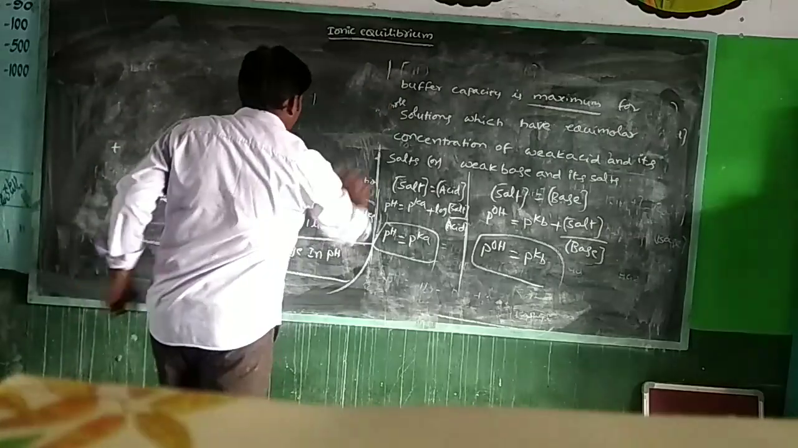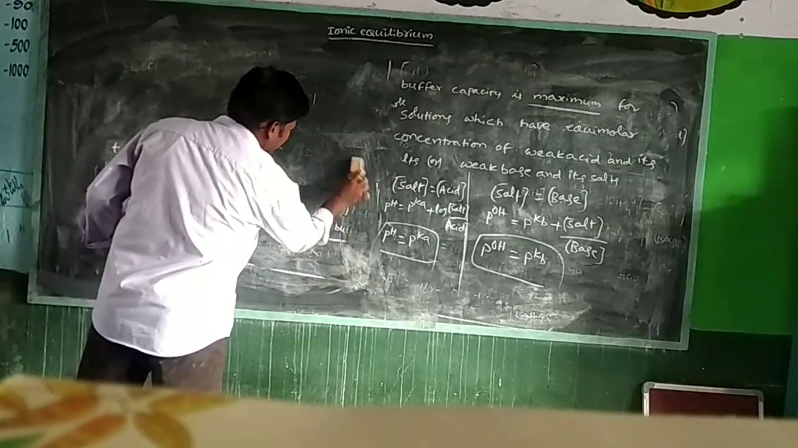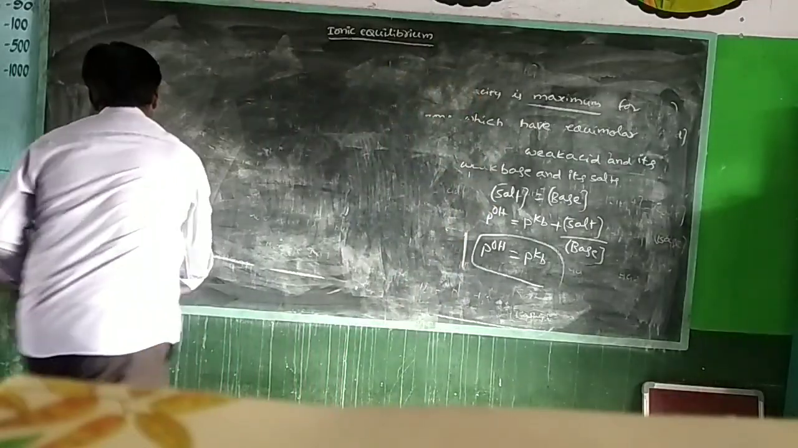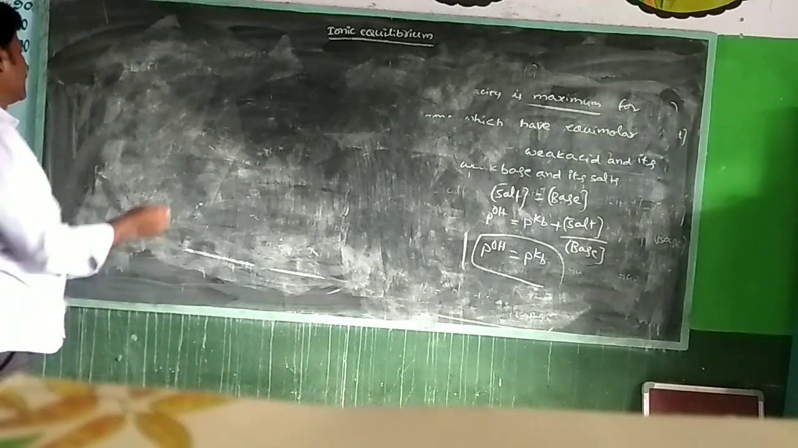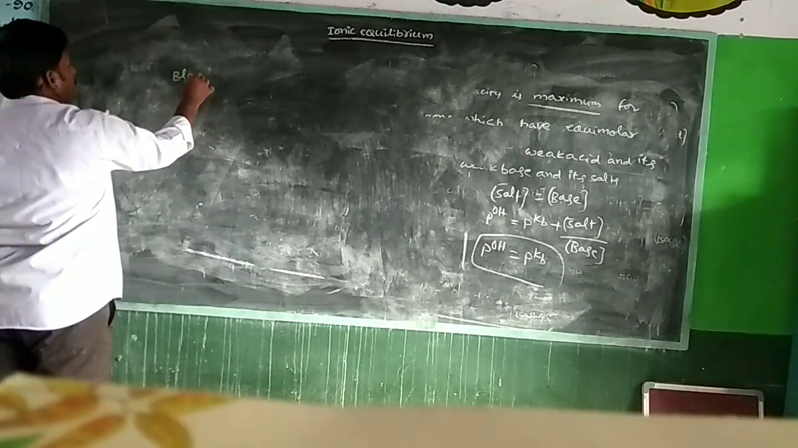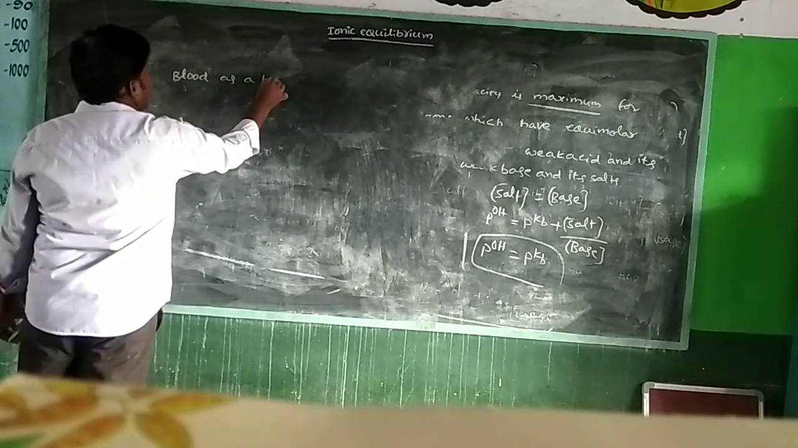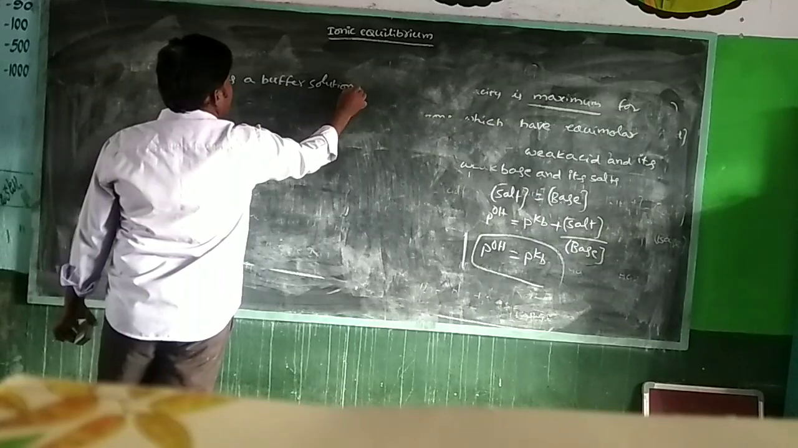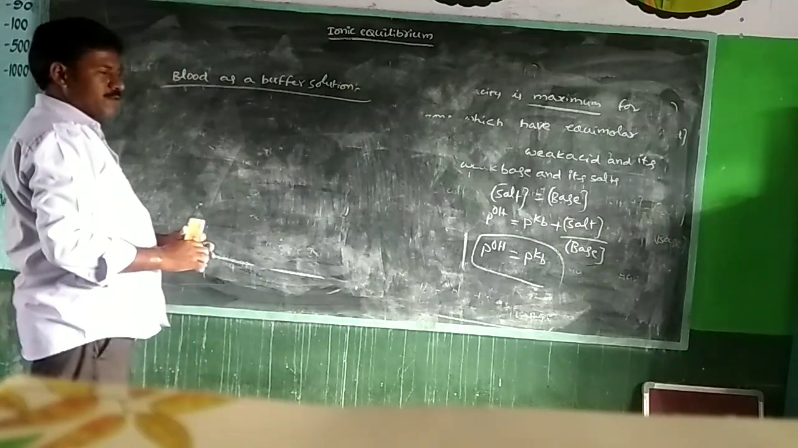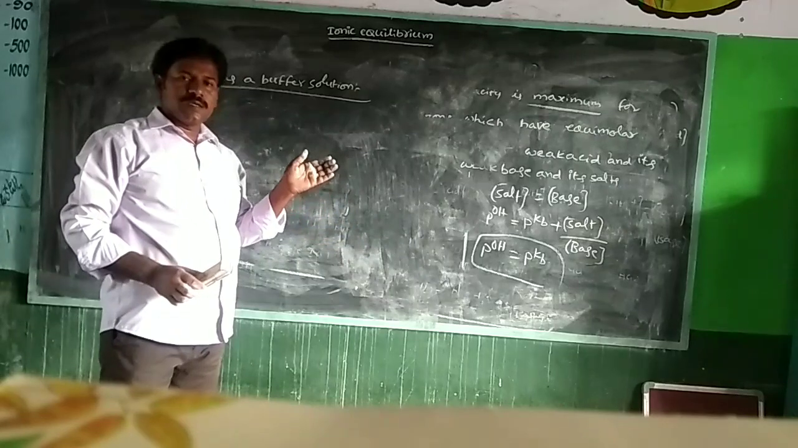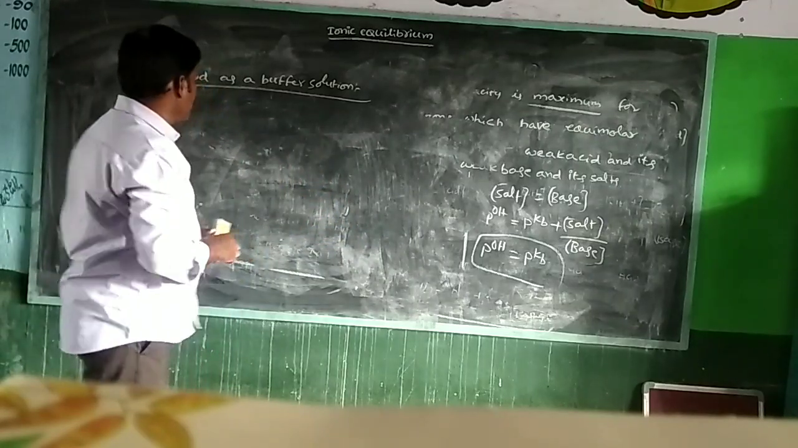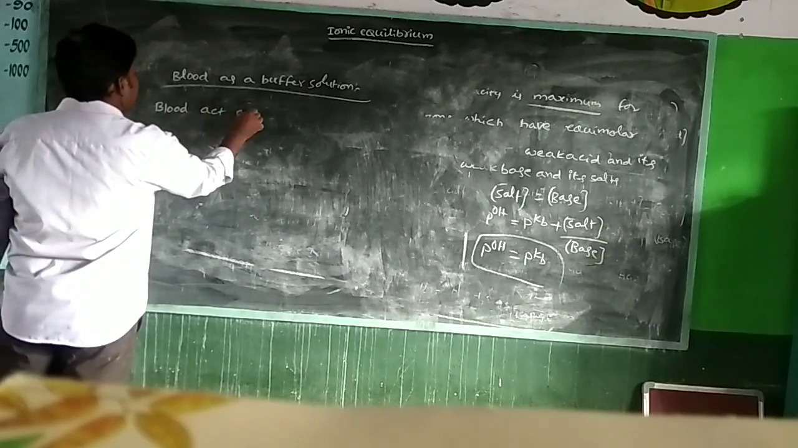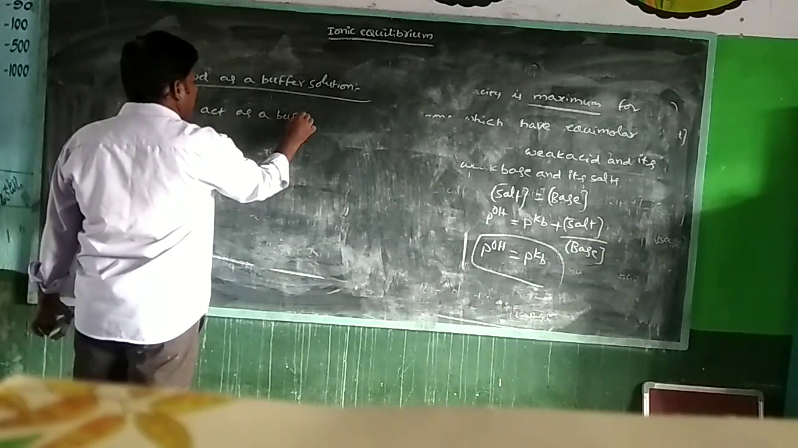Lastly, blood as a buffer solution. The pH value of blood is 7.4. If there is any change in pH of blood, it can produce illness or even cause death. Blood acts as a buffer solution.